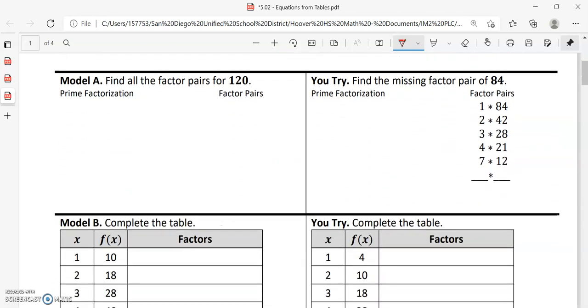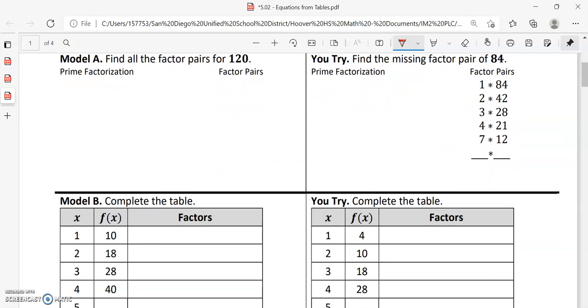Okay, Model A, find all the factor pairs for 120. Okay, first thing you need to do is realize what a factor is. A factor is what makes up numbers. So let me start at 4. The factors of 4 would be 2 times 2, and we could also get 1 times 4.